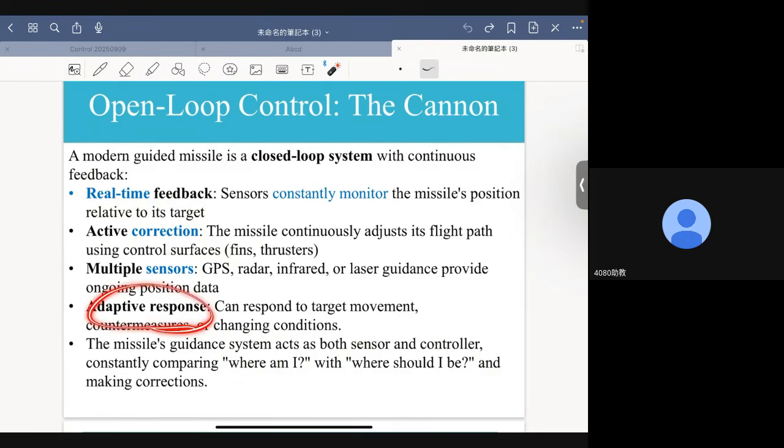And feedback control can have adaptive response, because you will run into countermeasures. How do you remove or compensate for the effects of those countermeasures? And you will also probably run into changing conditions. Weather can be different. You can run into a typhoon, or very unfavorable weather conditions. All those factors can have a strong impact on the flying trajectory of the missile.